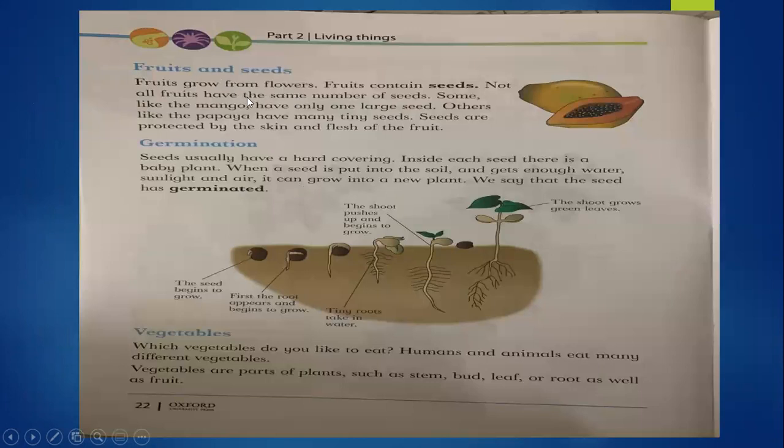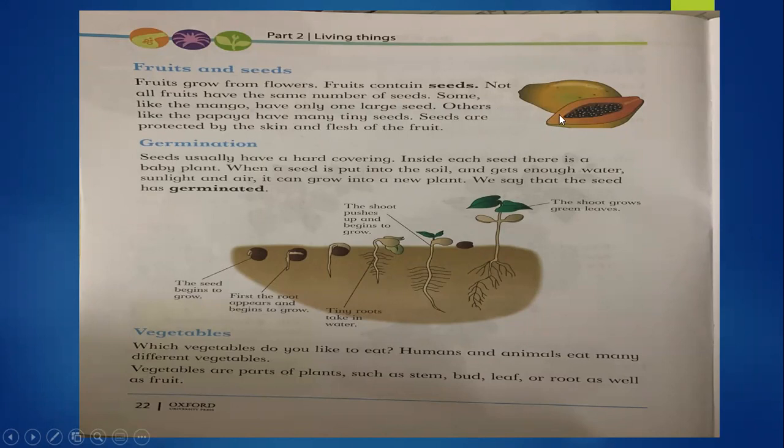Now then, fruits and seeds. We read that fruits grow from flowers. Fruits contain seeds. Not all fruits have the same number of seeds. Remember, I told you different types of fruits have different numbers of seeds, like mango has only 1 seed, papaya has a lot of seeds, apple has 5 or 6, then watermelon has a lot, maybe hundreds or thousands of seeds inside the fruit.